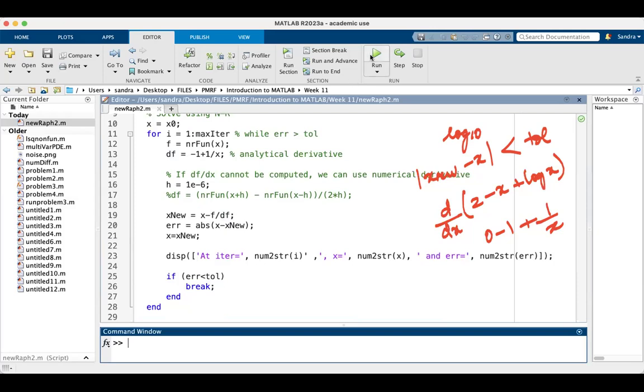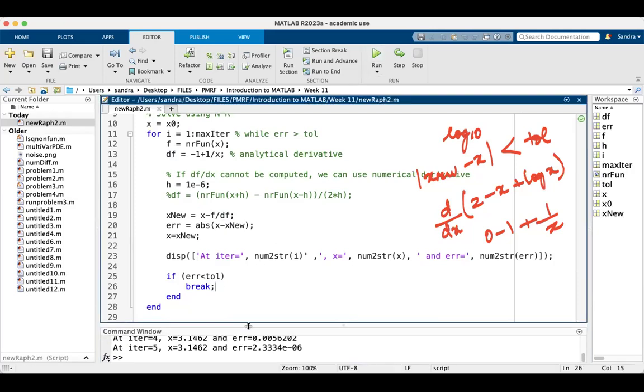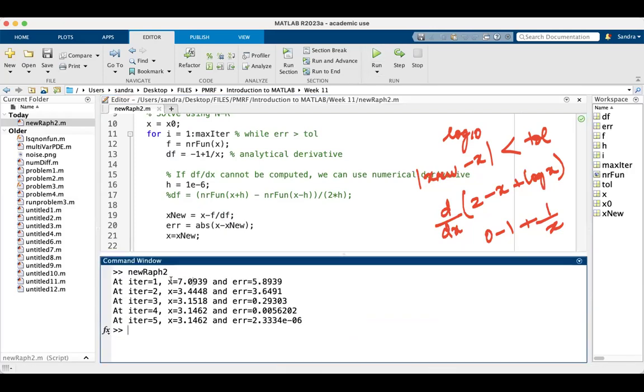So let me just run this for you using analytical derivatives. Using analytical derivative, we just got the answer within 5 iterations. The first error is 5.899, and as we progress through the iterations, it falls down to 2.333e-04. And the solution you are getting is very close to 3.1462.